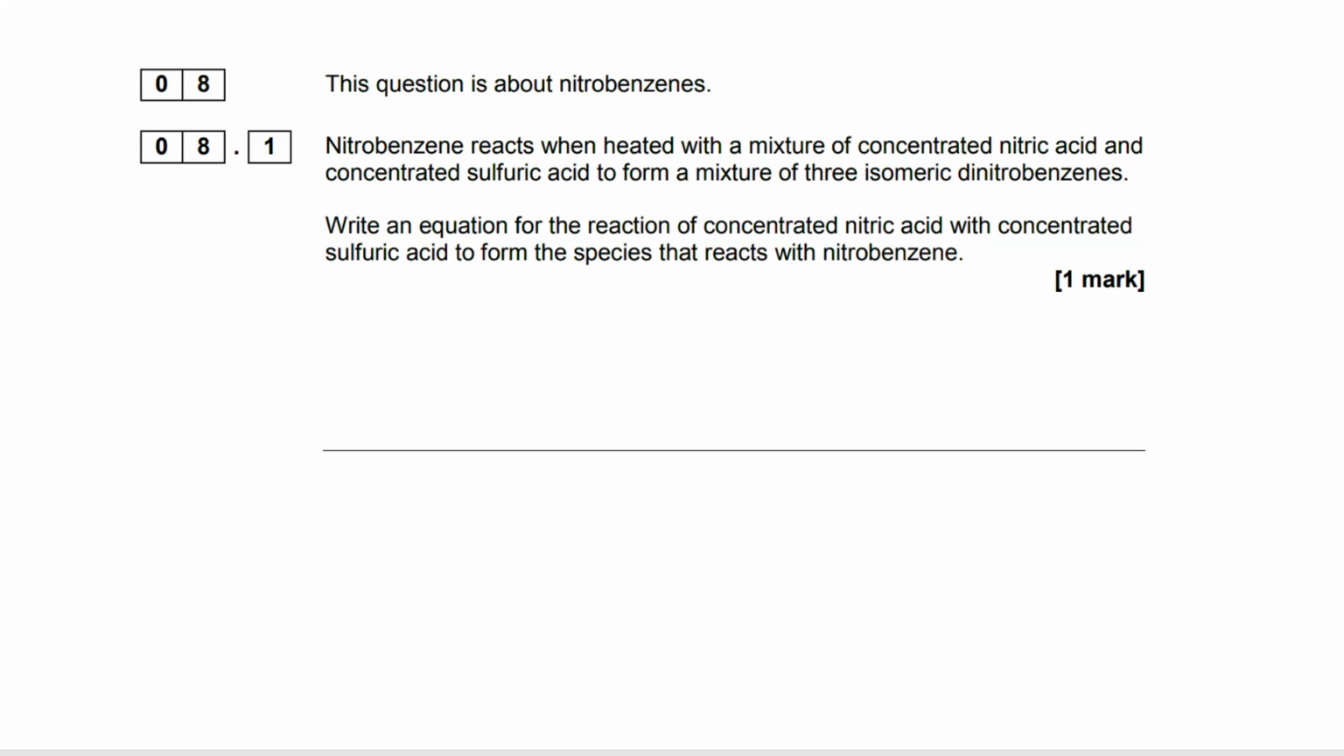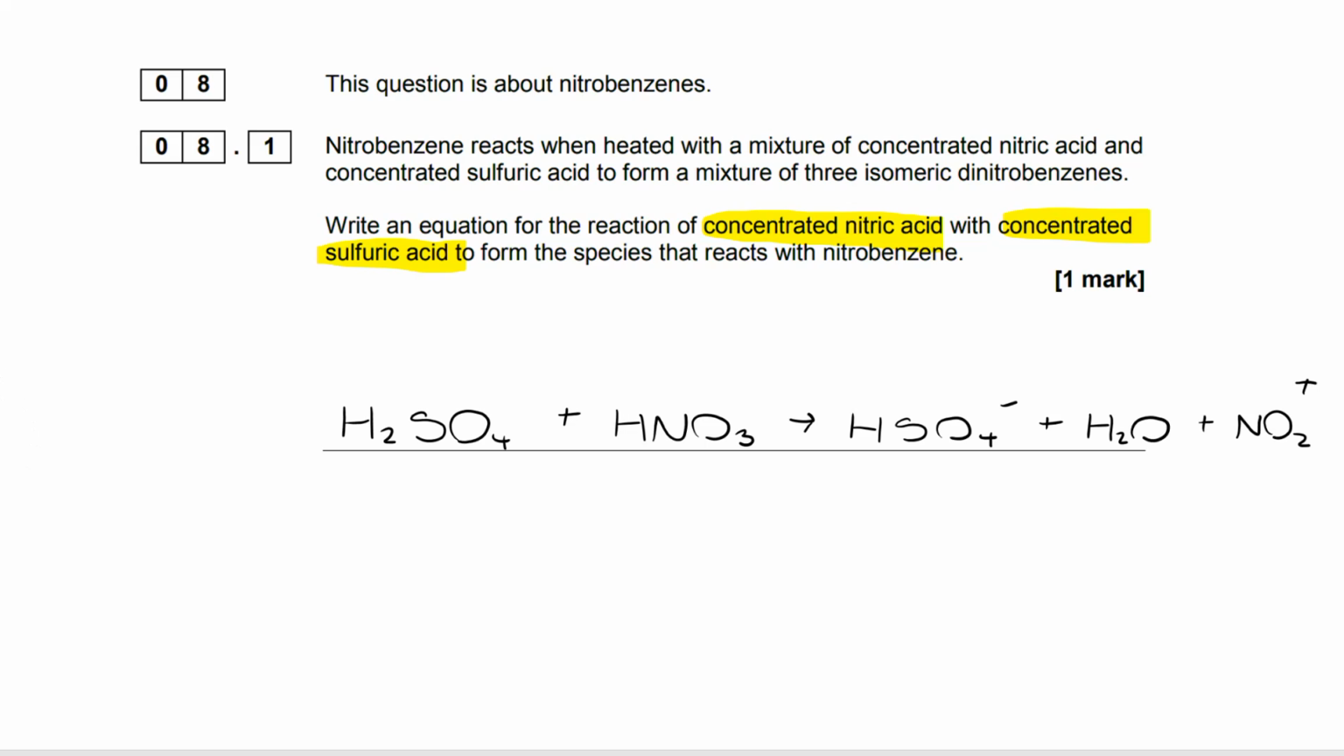So we have an aromatics question. We're looking at the formation of nitrobenzenes. And the first part of this question is how we make the NO2 plus ion. You'll notice within the question that they're talking about concentrated nitric and concentrated sulfuric acid. That's the condition you would also have to remember if this question were asked in a different way.